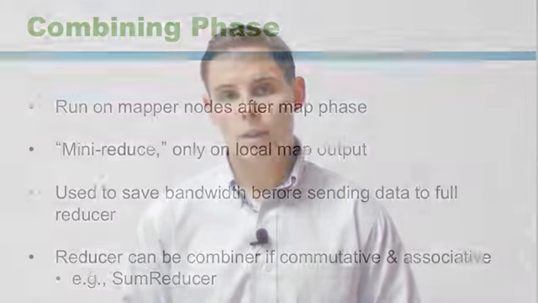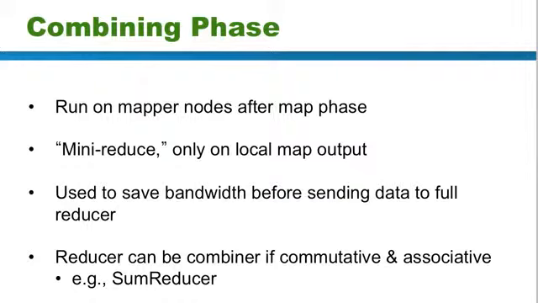So there's also a combining phase, which is where you can run almost a mini reduce phase in between the map and reduce phase. This is used to save bandwidth before sending full data to the reducer, and the reducer can use a combiner if a commutative or associative function is needed. For example, sum reducer.